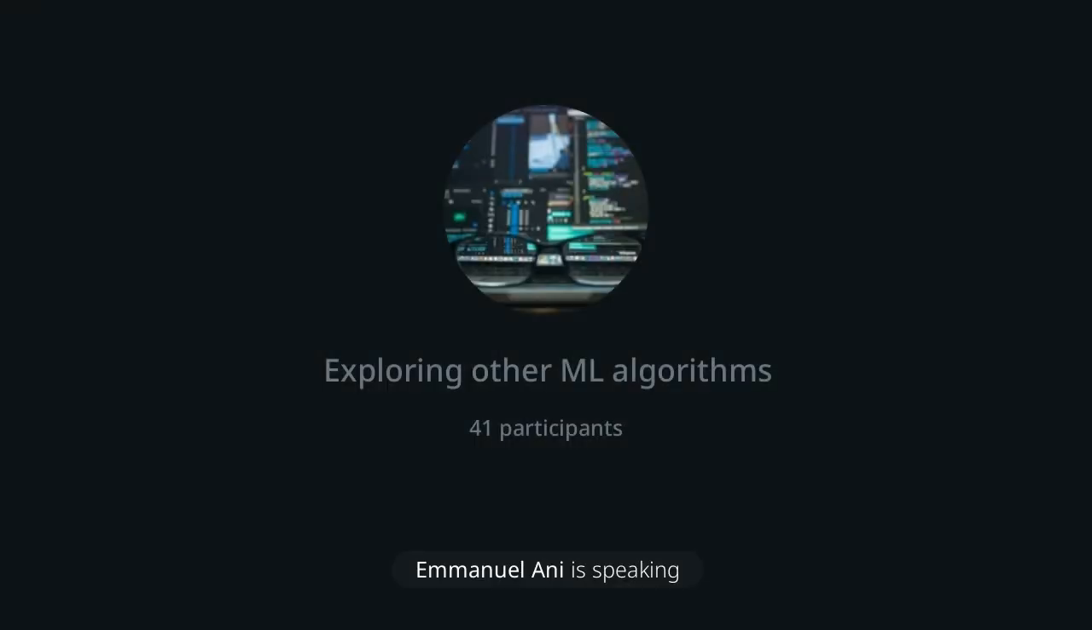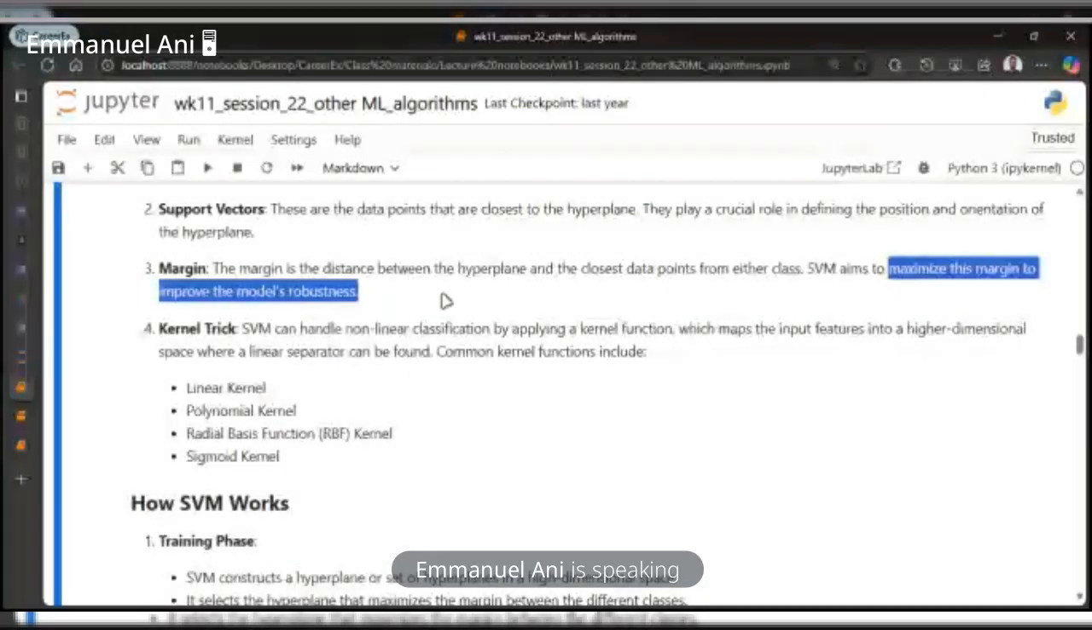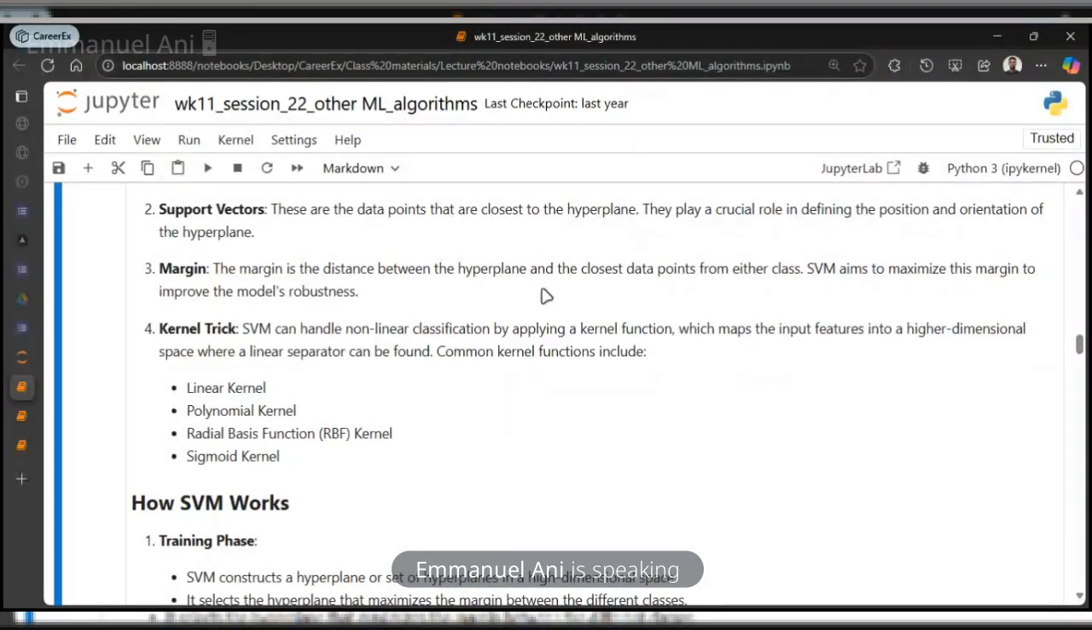All right. So this is basically what SVM does. It tries to maximize the margin. When the highest possible margin, the highest possible separation, is gotten, then you have your model.